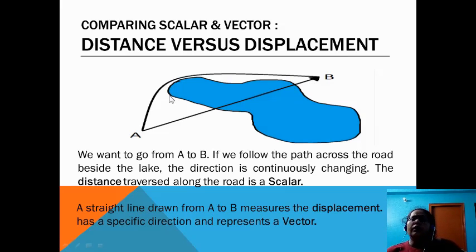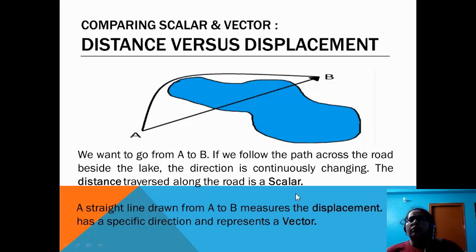So therefore we can see easily that distance is a scalar quantity, where there is no direction associated, and displacement is a vector quantity, where the direction is associated. Now in this way we can have numerous examples and compare the difference between scalars and vectors.